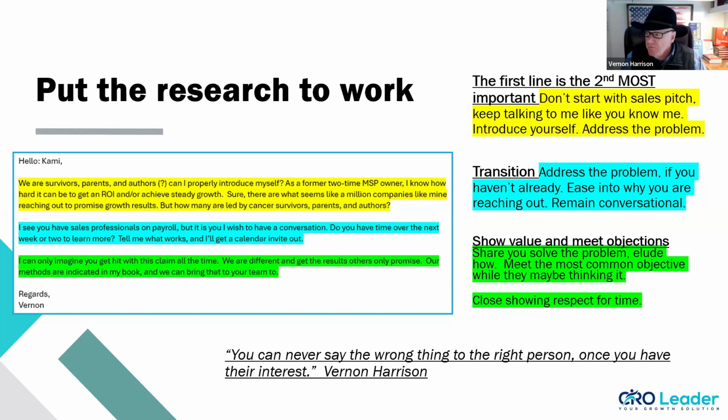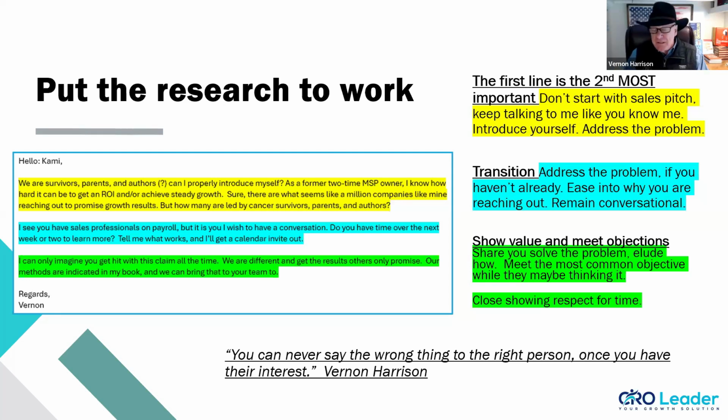Okay. So your first line is most important. Don't start with a sales pitch. I always start with, can I properly introduce myself? And then transition into addressing a problem, whether it's with the company or the industry or needs, not you as the solution. Has your MSP outgrown you? Have you outgrown your MSP?